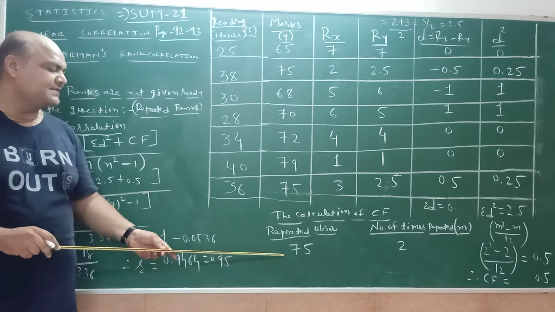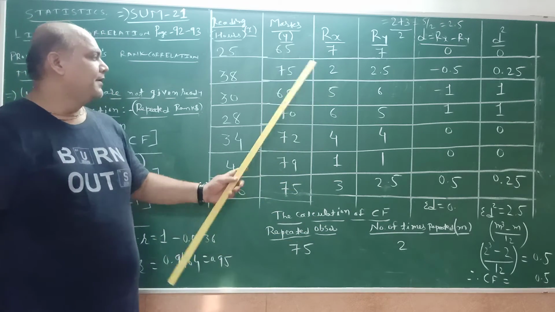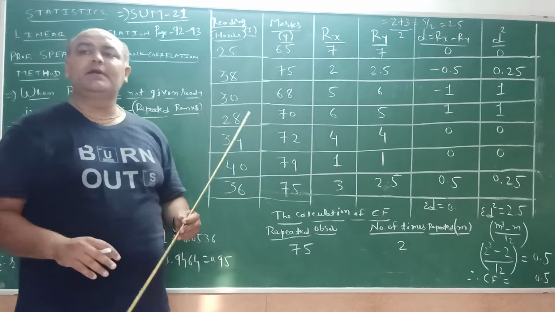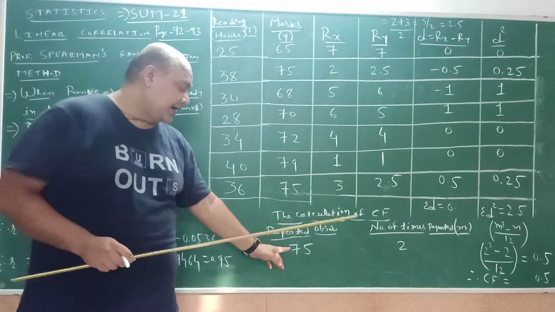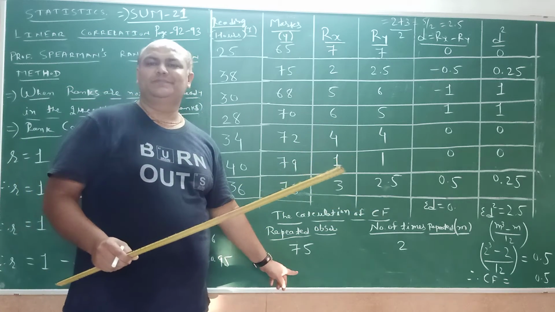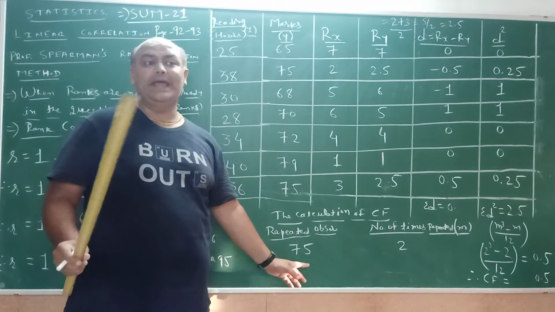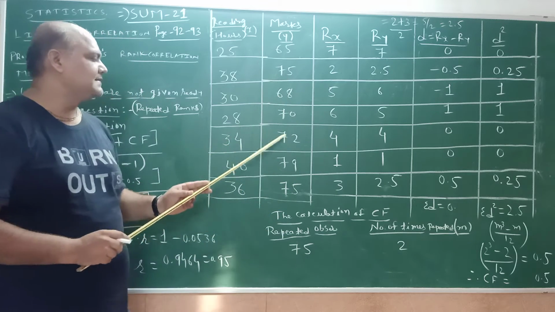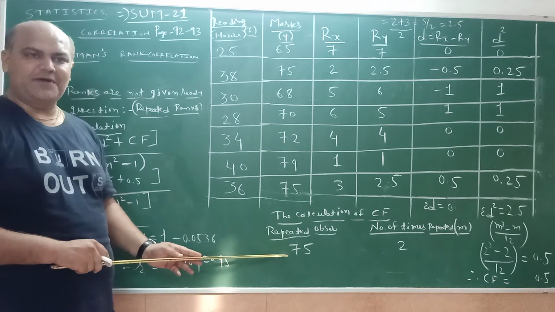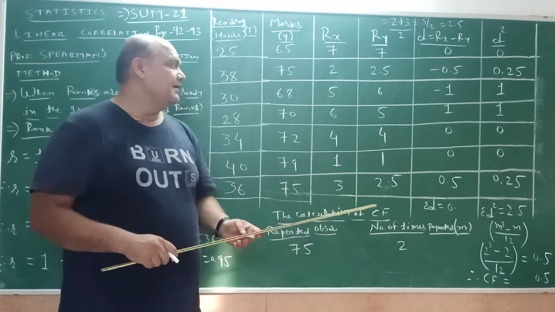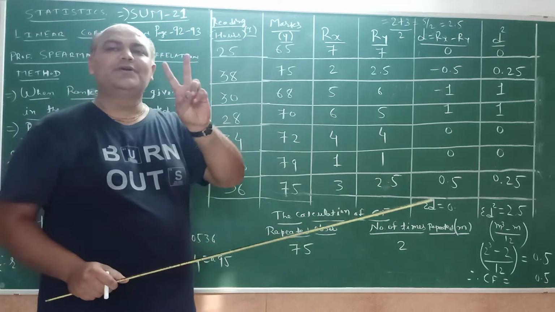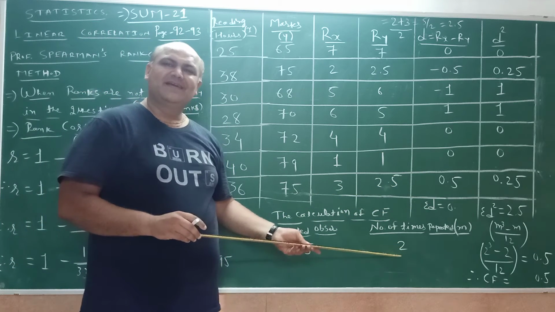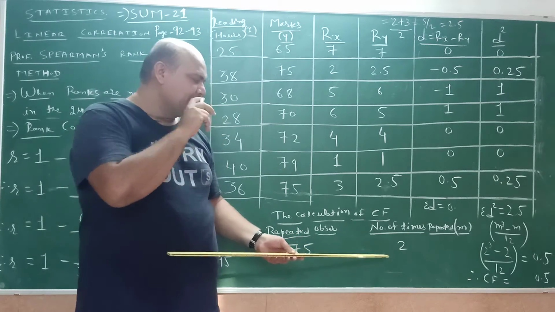Now the repeated observation is only one, that is 75. Here we all know only the 75 observation is repeated. If more than one observation is repeated, then after this we have to write the other repeated observations, if any are there. In this particular sum, only one repeated observation is there, that is 75. So I write here 75. Number of times repeated: see, 75 is repeated 2 times. So it is 2.